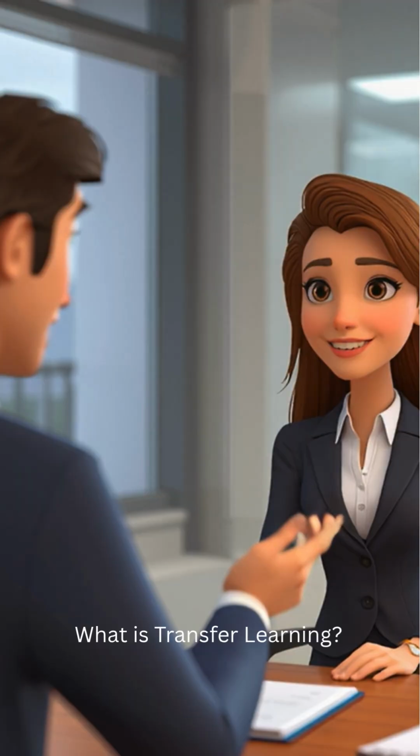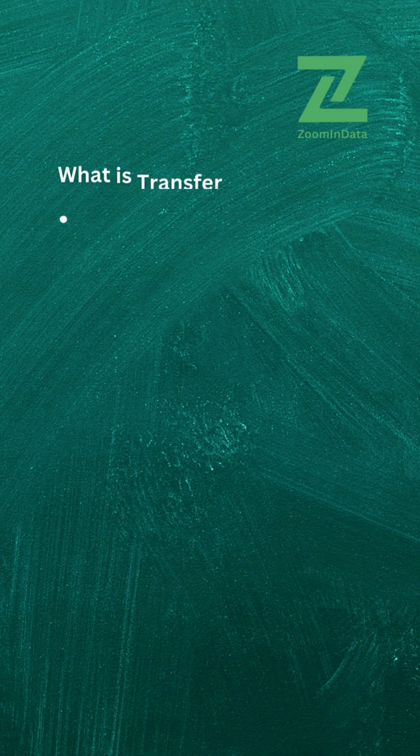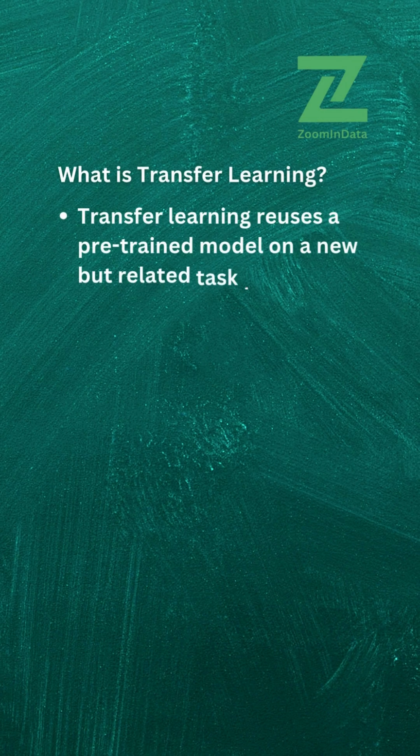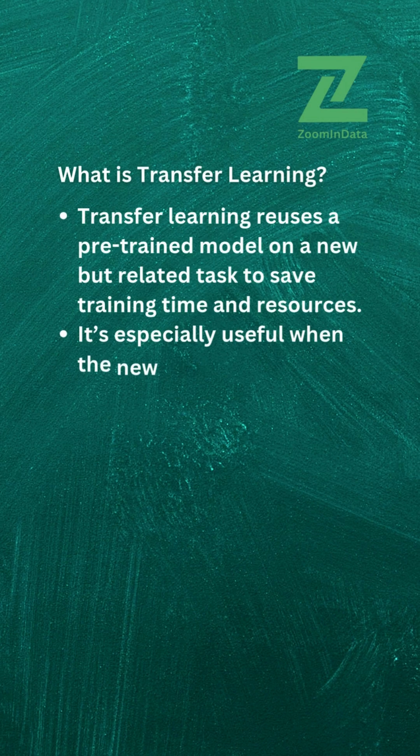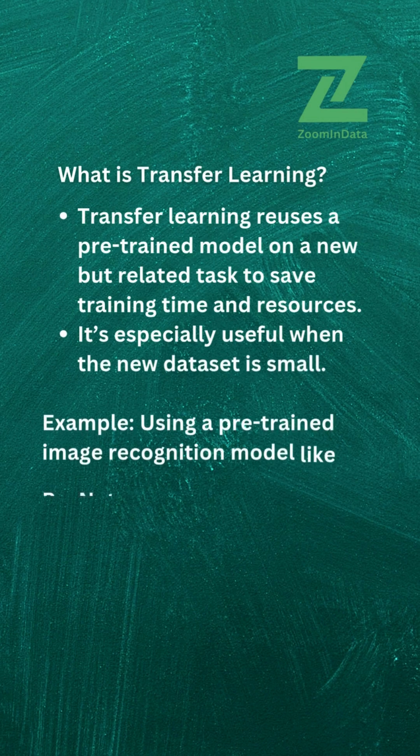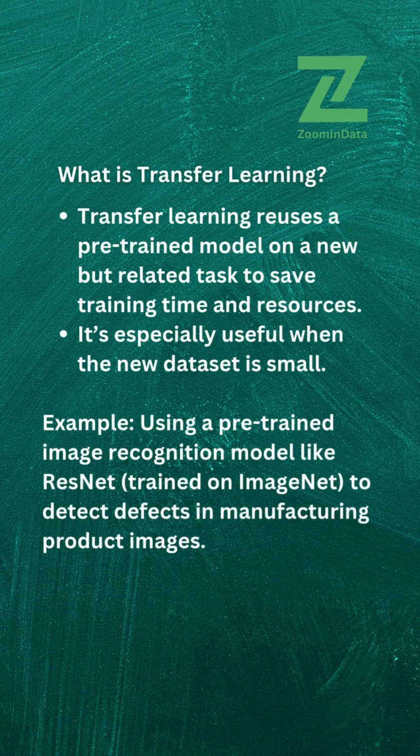What is transfer learning? Transfer learning reuses a pre-trained model on a new but related task to save training time and resources. It's especially useful when the new dataset is small. Example: using a pre-trained image recognition model like ResNet, trained on ImageNet, to detect defects in manufacturing product images.